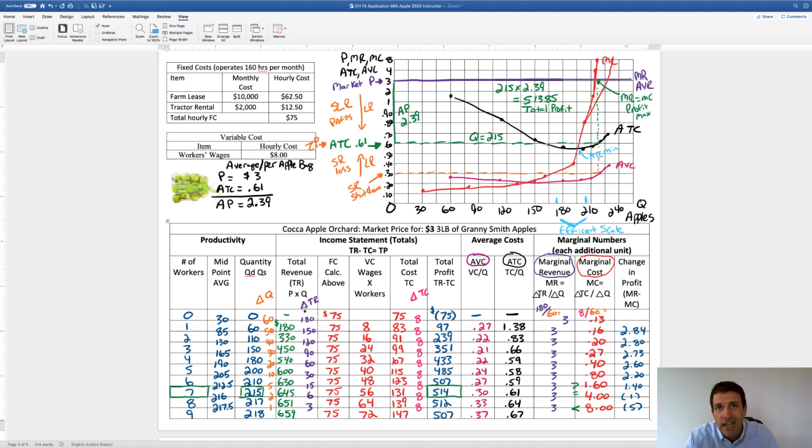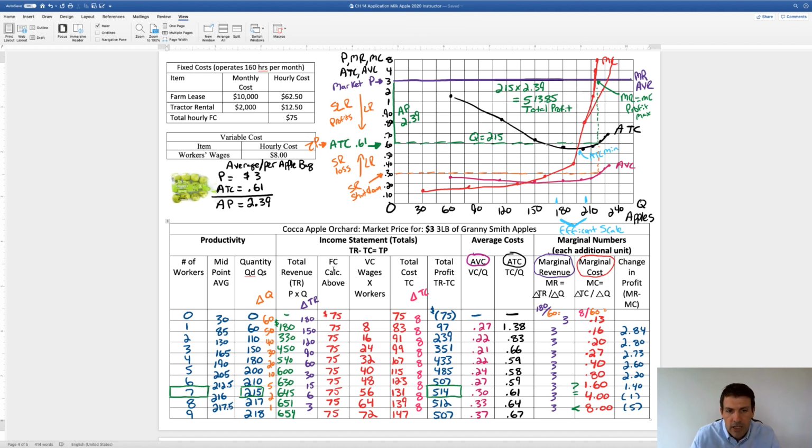Now remember, we need change in total revenue, which I have in purple, because when we graph our marginal revenue curve, it's change in total revenue divided by change in quantity. So from 0 to 180 is 180, 180 to 330 is 150. So you want to go ahead and fill those in and make sure you write it on the line because it is a marginal number.